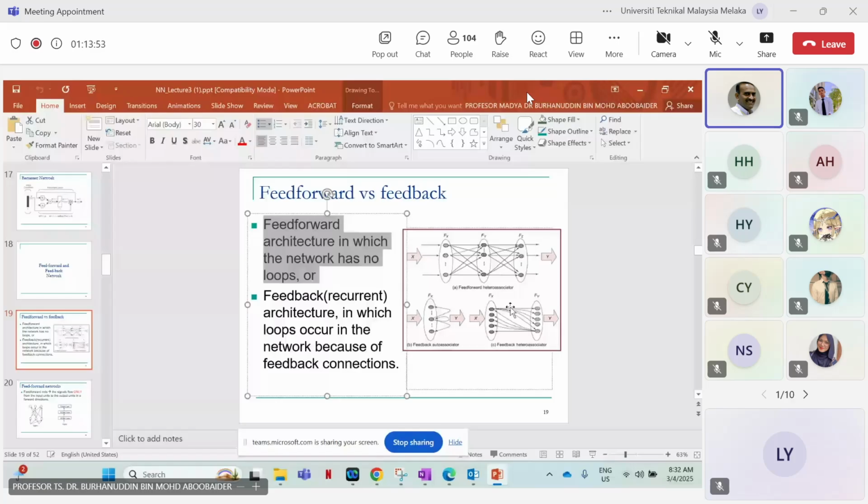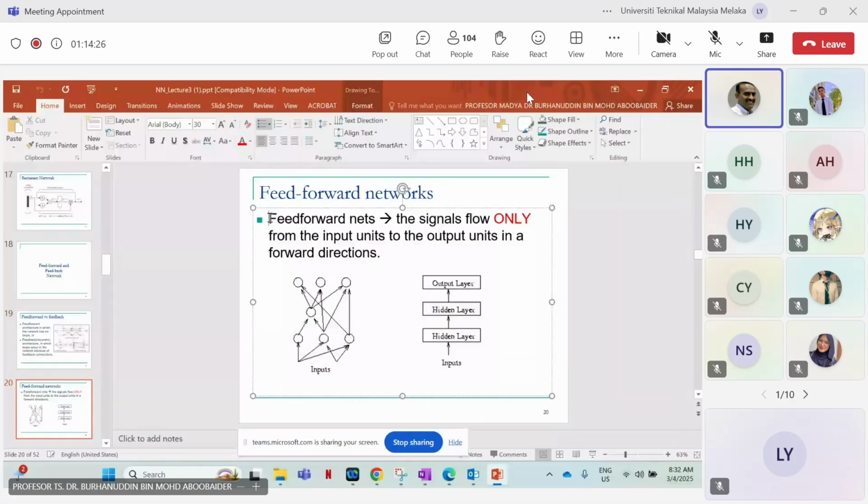Okay, so feedback recurrent architecture is one in which loops occur in the network because of feedback connections, right? So we have feedback, we have an answer, then we process the answer. For example, I give you an assignment, then you ask to get more clarification. You want to know more detail about the same assignment. So I give you more instruction, more instruction. So it's a looping. Okay. All right.